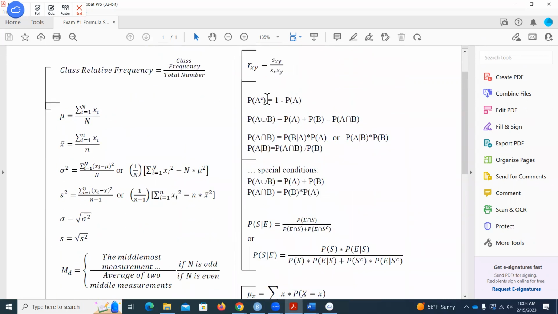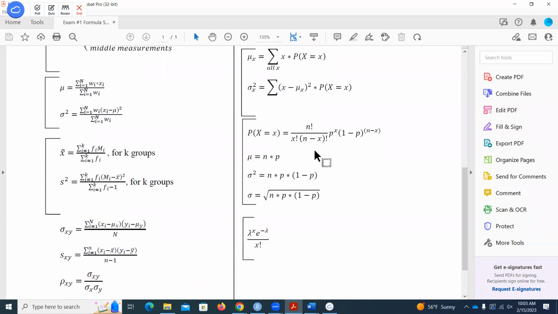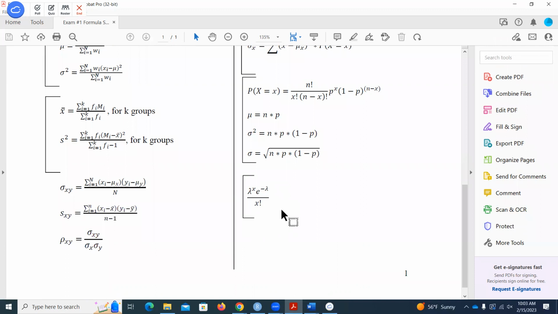Going back up here, we've got our complement rule. We've got our addition rule, to find the union. We have our multiplication rule, how to use these conditional probabilities and intersections, working in either direction. Here are some special conditions. If they're mutually exclusive, this is how we could find the union, because remember, the intersection would be 0. Here's what would have to hold if they're independent. Here's the usable form of Bayes' equation. Our discrete random variable, which we said was just like a weighted mean and weighted variance, but its probabilities are our weights, so the denominator goes away. We've then got our binomial functions, and we then have our Poisson.